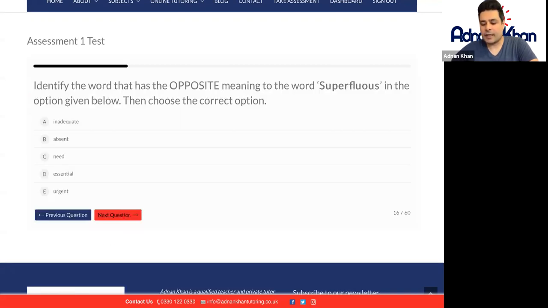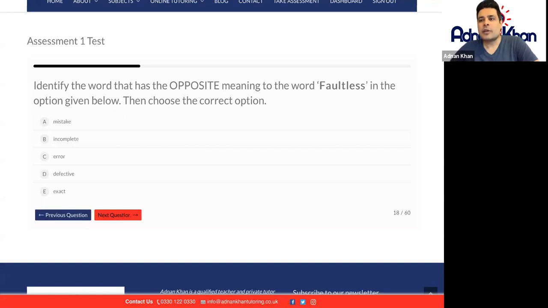The next question that we have is superfluous. Okay, superfluous means something that's not very essential or not very important. Something that can also be unnecessary, all right? So in this case, the opposite word to superfluous is going to be essential. Let's go on to the next one. Identify the word that is the opposite meaning to the word unlucky. And I would say that it is fortunate, because fortunate means that you're lucky, okay?